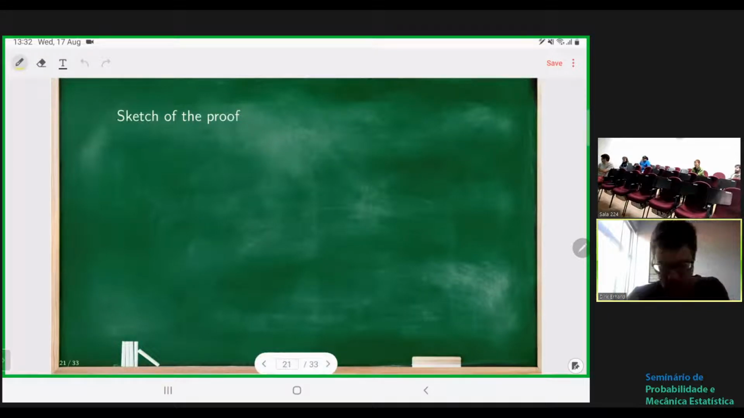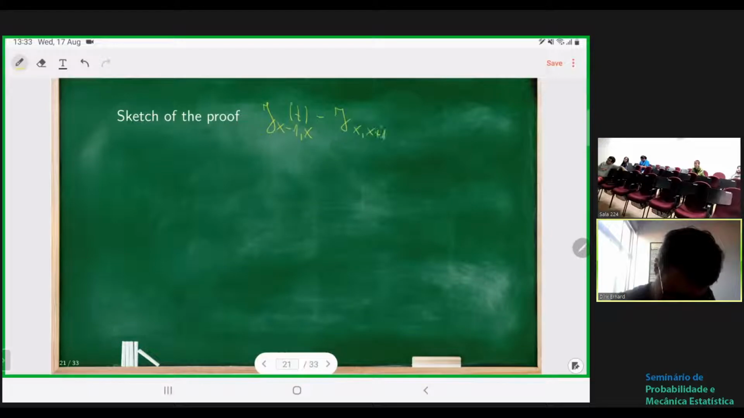And well, again, I'm sorry, most of the things that I say are probably known to the experts, even though the results are new. Okay, so what you see is kind of the following magic identity. If you look at the current between x minus 1 and x, and you subtract the one from x to x plus 1. So, what is happening here?